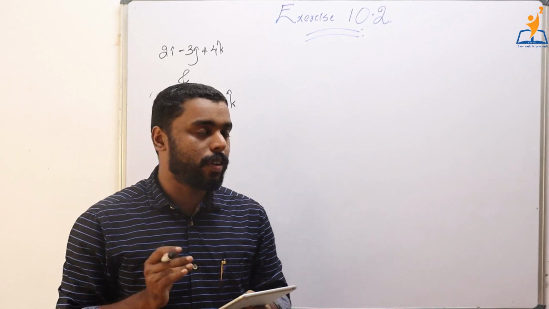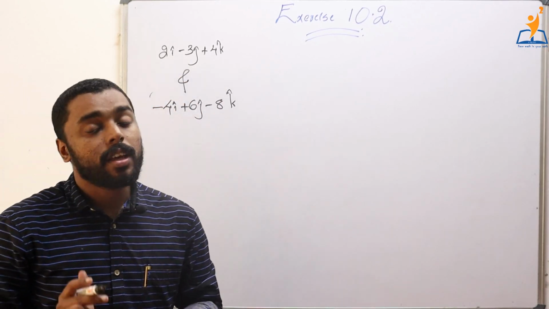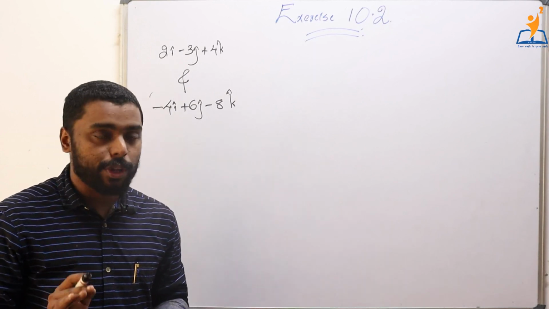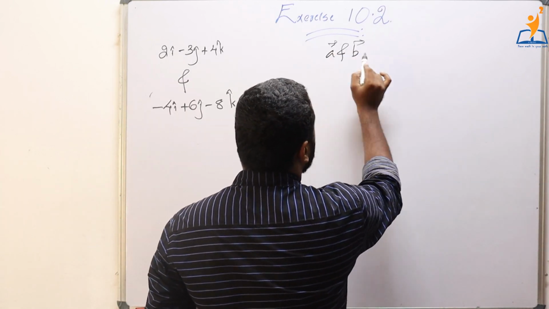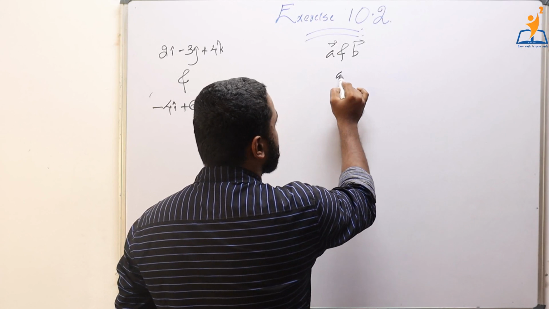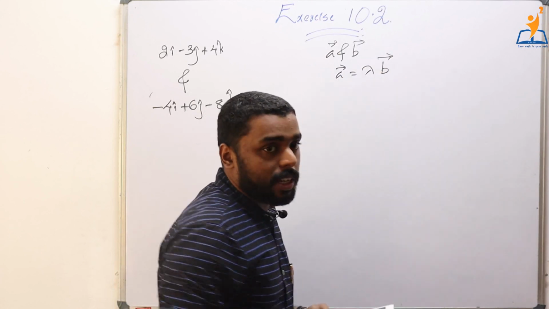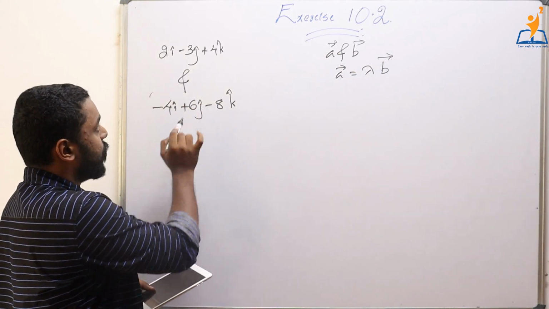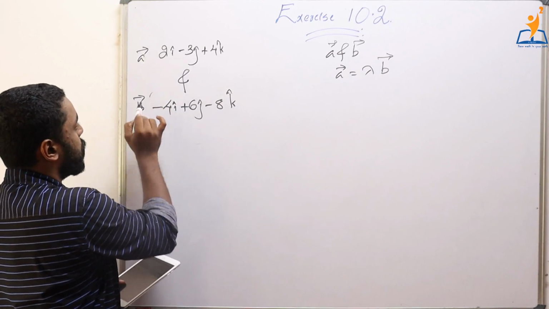The 11th question of this exercise is, show that these two vectors are collinear. So we have to show that these two vectors are lying in the same line. We know that two vectors a and b are said to be collinear if we can find a lambda such that vector a is equal to lambda into vector b. Remember this result where lambda is a scalar. So by that way we can evaluate this like this. We can name this as a and b.